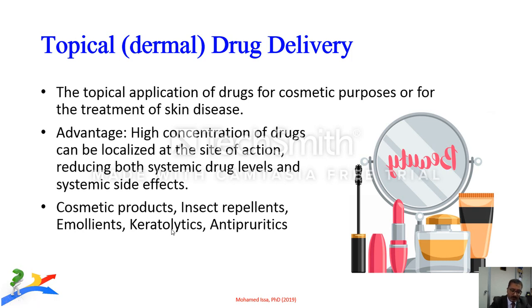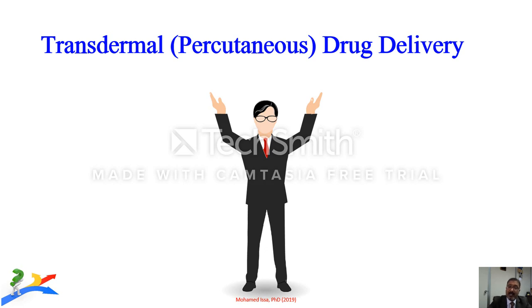In some cases, when we want to peel the skin, we use keratolytics, for example, salicylic acid. Anti-pruritics are drugs that treat itching, so we can use them topically, of course. These drugs are mainly going to produce the effect locally. However, through the skin, we can get a systemic effect, but we call it transdermal delivery or percutaneous delivery.